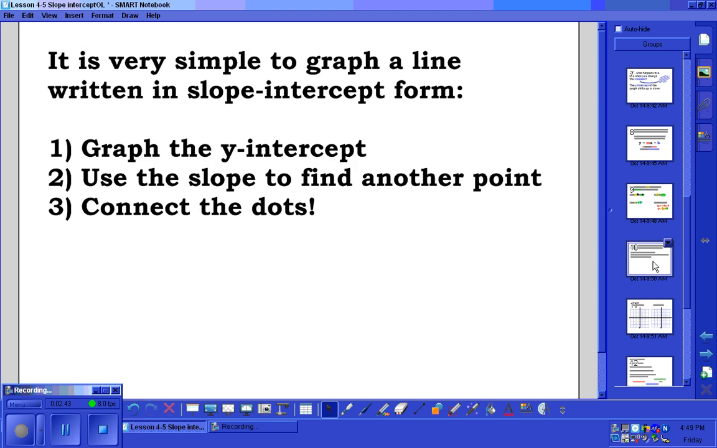Okay, now, to actually graph something once you've got it in slope-intercept form, we're going to follow these 3 steps. Take a moment, put that in your notes, and then on the next video clip, you will see how we graph them.